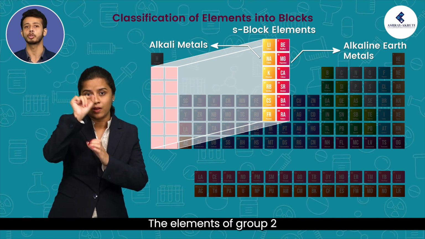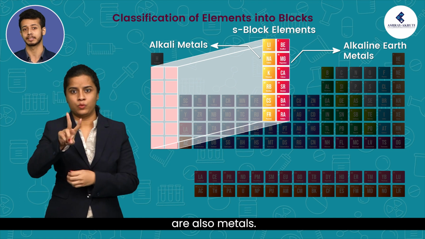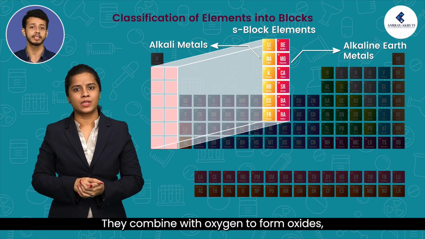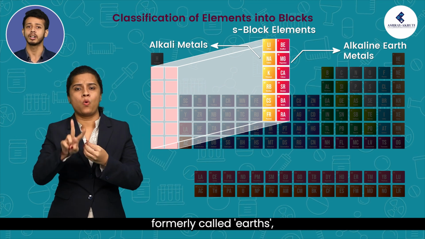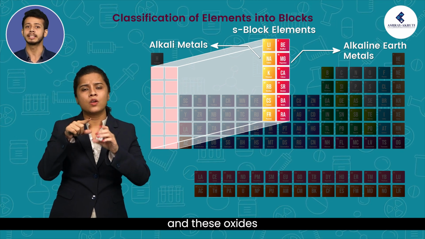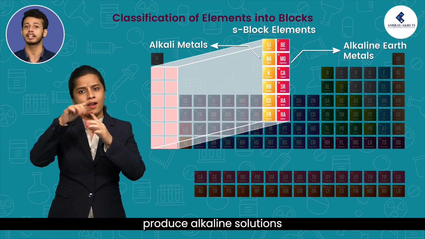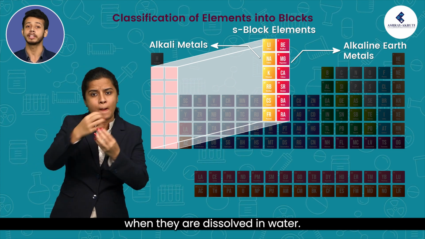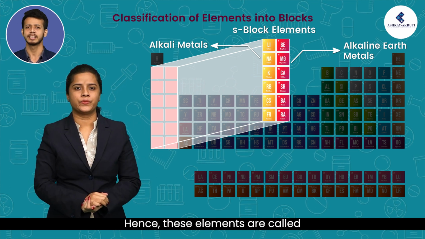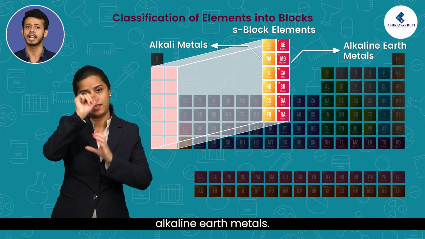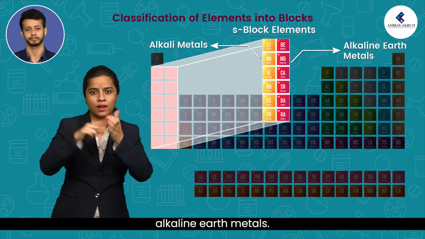The elements of group 2 are also metals. They combine with oxygen to form oxides, formerly called earths. And these oxides produce alkaline solutions when they are dissolved in water. Hence, these elements are called alkaline earth metals.